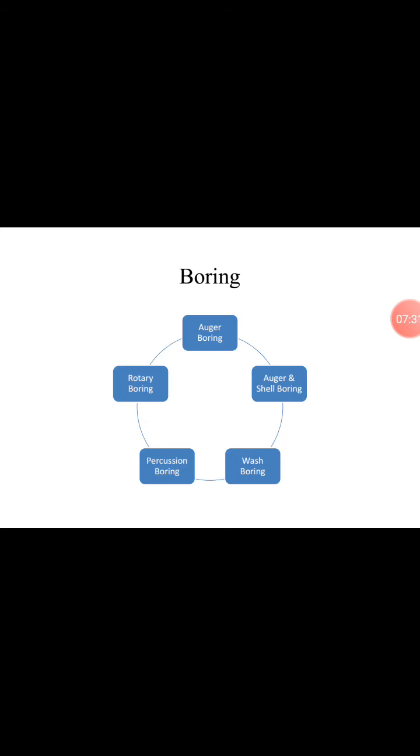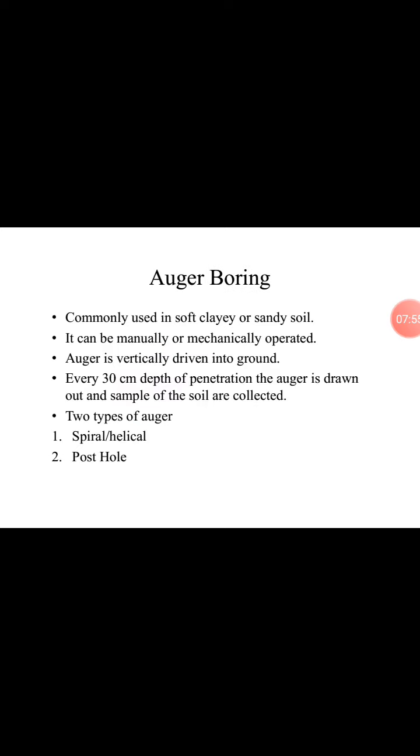Now next is boring. So what is boring? Boring is one type of drilling. Boring is divided into five methods. First is auger boring, second is auger and shell boring, third is wash boring, fourth is percussion boring, and fifth is rotary boring. One by one we will discuss them.